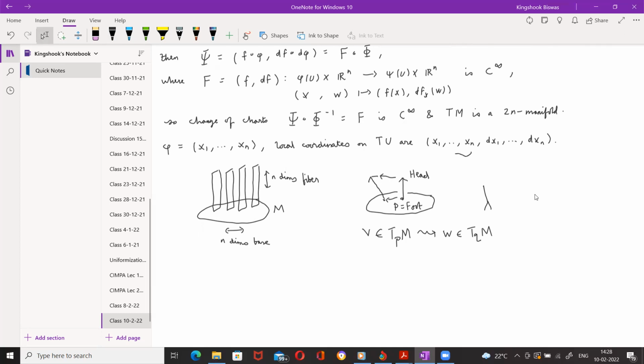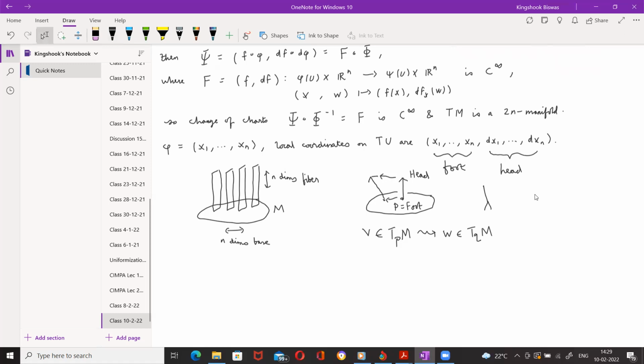So this part, x1 to xn, gives me the location of the foot. And this part, dx1 to dxn, gives me the location of the head. Do you understand now?